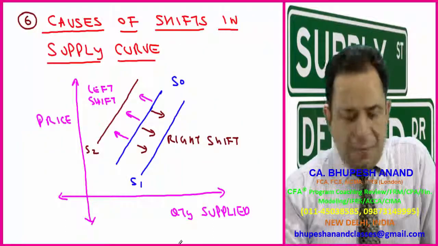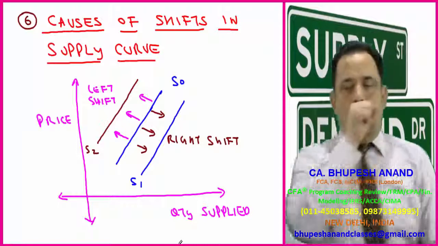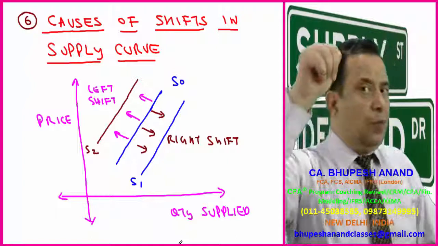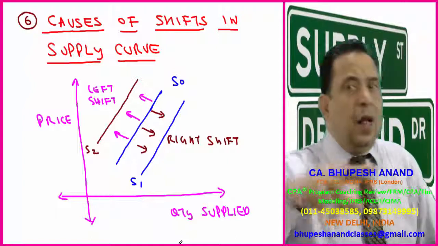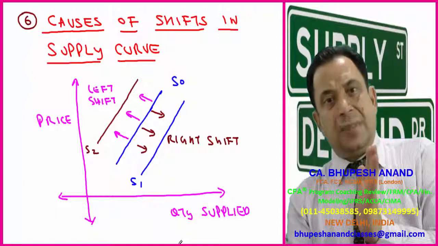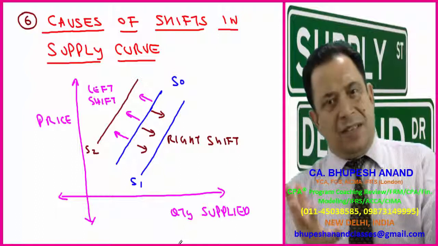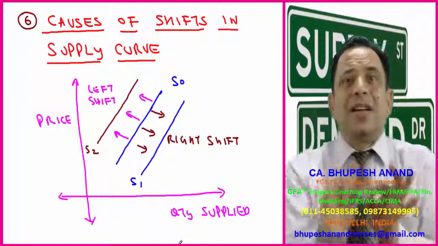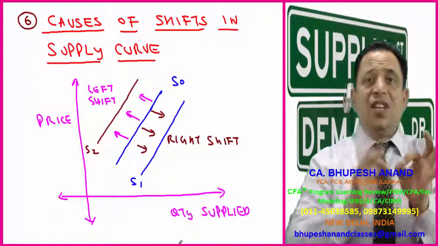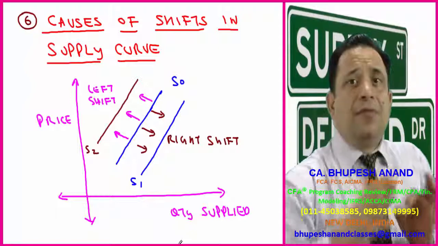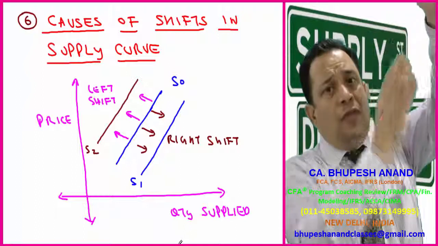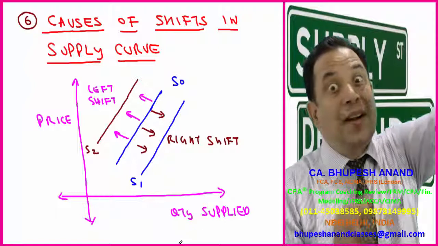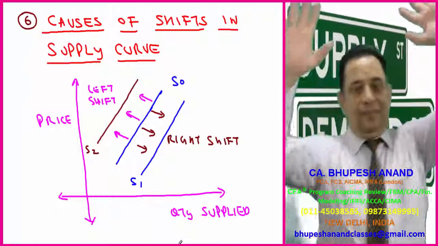Okay, so I am coming to the supply curve. Again, in the supply curve, there can be a movement along the supply curve, or there can be a shift in the supply curve. The same concept as we discussed in demand: when there is a change in the price of that commodity, we will either move upward or move downward along that supply curve. That is named movement along the supply curve.